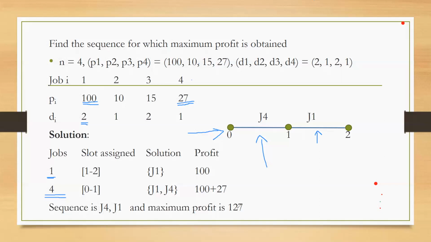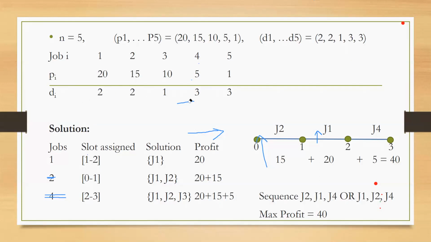I'll take one more example. There are 5 jobs, 5 deadlines, and 5 profits. Profits 1 to 5 are given as 20, 15, 10, 5 and 1. Deadlines 1 to 5 are 2, 2, 1, 3, 3. These are the 5 profits and 5 deadlines, and the information is given in tabular form.